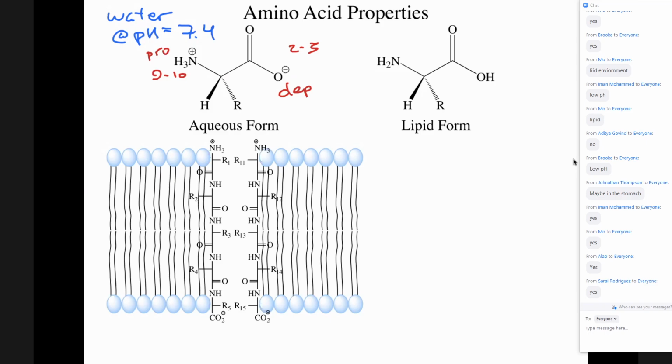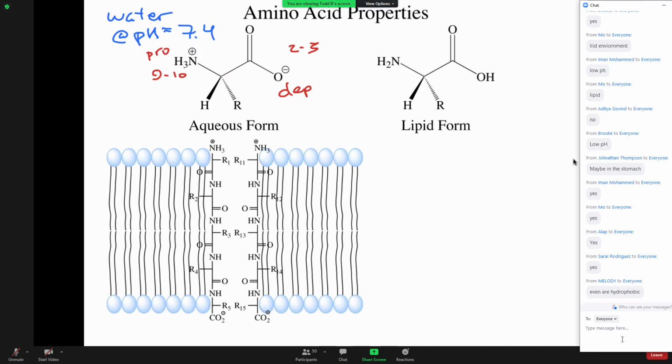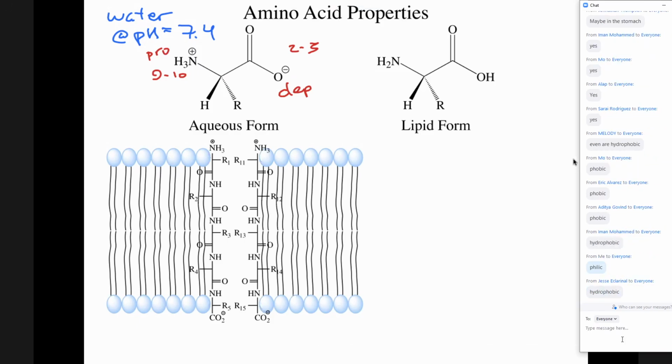Number one, is a protein going to have various R groups? 1, 2, 3, 4, 5. I think I've listed 11, 12, 13. I've numbered them, haven't specified what they are, but tell me what you think is going to be true about R1, R2, R12, and R14, the even number ones. Hydrophilic or hydrophobic? Even hydrophobic, because they're existing in the lipid backbone.